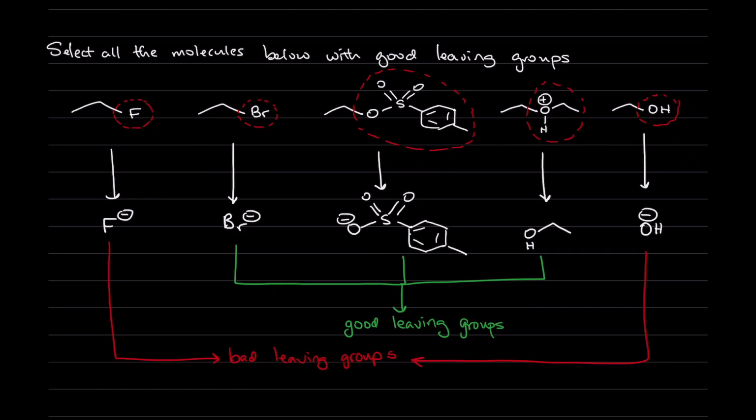And the way we analyze whether each of these species is a good or bad leaving group is based off of their basicity. The stronger the base that you're seeing, the worse it is at leaving the organic molecule. And so fluoride and hydroxide are pretty strong bases, and so they're less likely to leave, and they're called bad leaving groups. However, bromide, your alcohol itself, or the sulfonate, these are really weak bases, and so they're actually going to end up being good leaving groups in this particular problem.